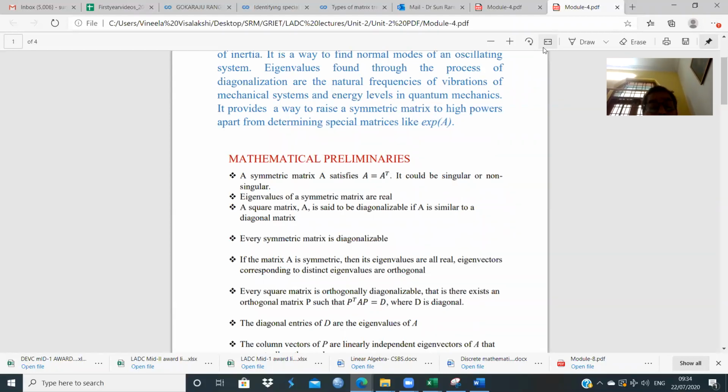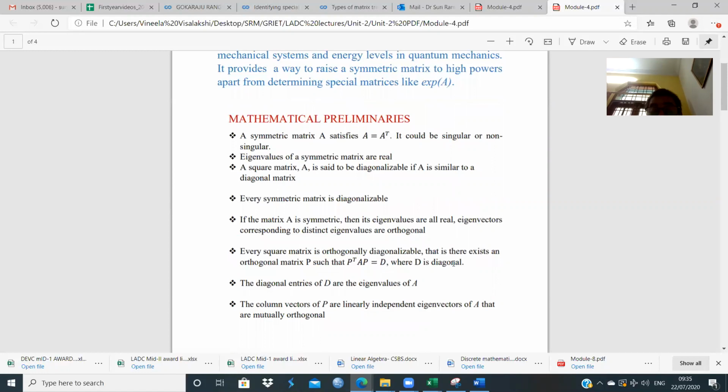Now, all of us know by definition a symmetric matrix should satisfy A is equal to A transpose. Eigenvalues of a symmetric matrix are always real, and a square matrix A is said to be diagonalizable if it is similar to a diagonal matrix. Every symmetric matrix is diagonalizable. And very importantly, if the matrix A is symmetric, obviously the eigenvalues are real. The eigenvectors corresponding to distinct eigenvalues are orthogonal. And every square symmetric matrix is orthogonally diagonalizable.